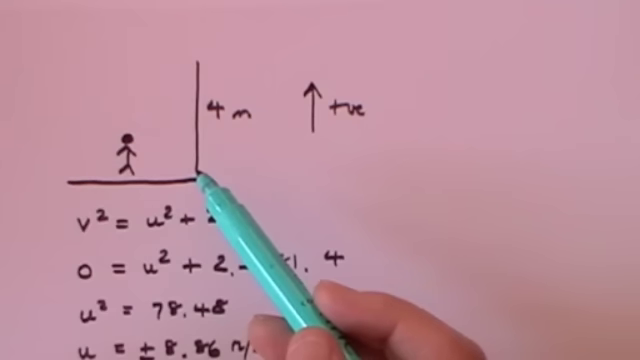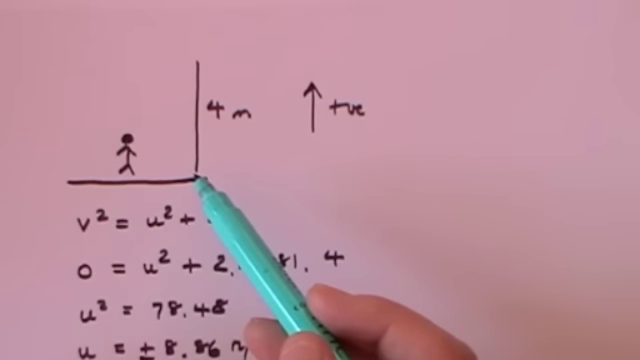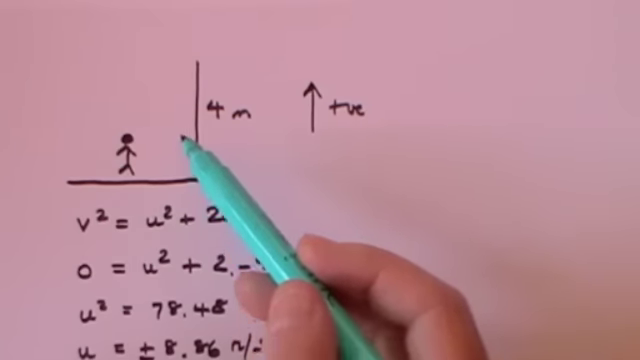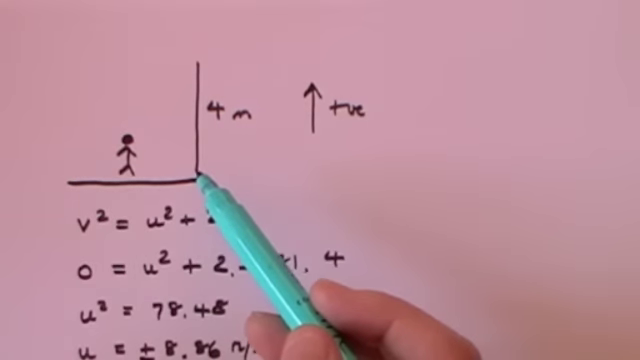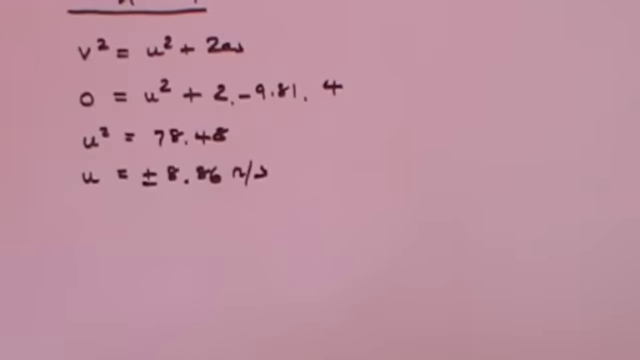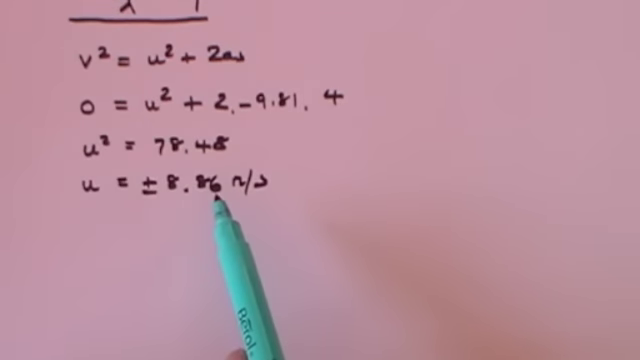So we've answered the third part of the question. The initial velocity is 8.86. They go all the way up, they stop, they come all the way back down again, and when they arrive back at the trampoline, they're travelling at 8.86 meters per second, but in the other direction. That's why you get a plus and minus term.